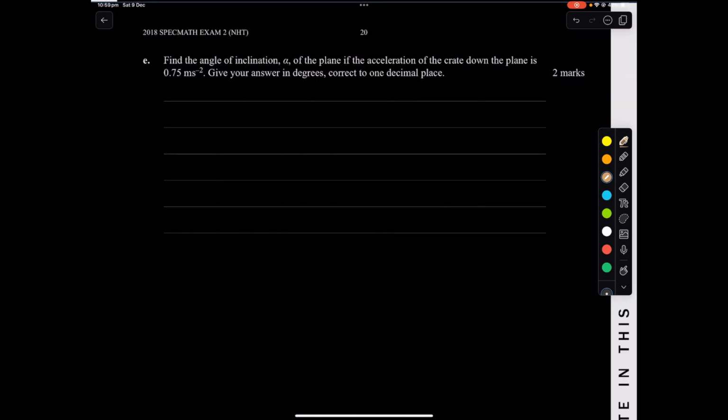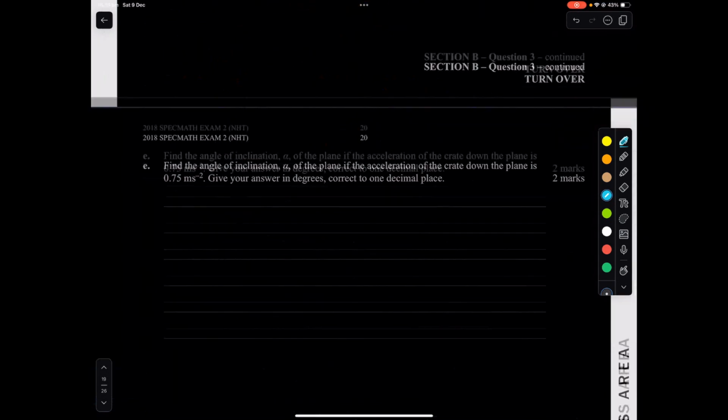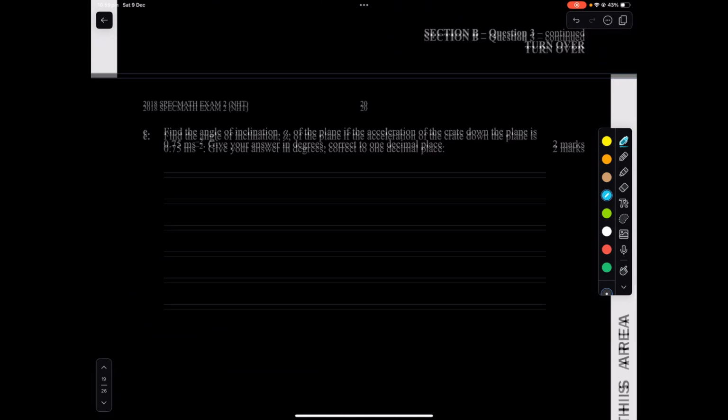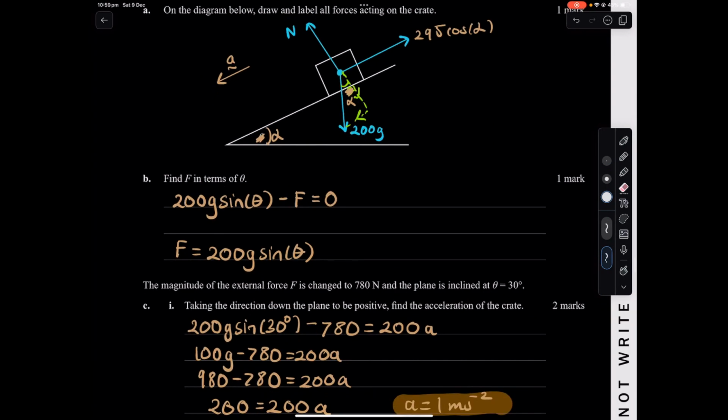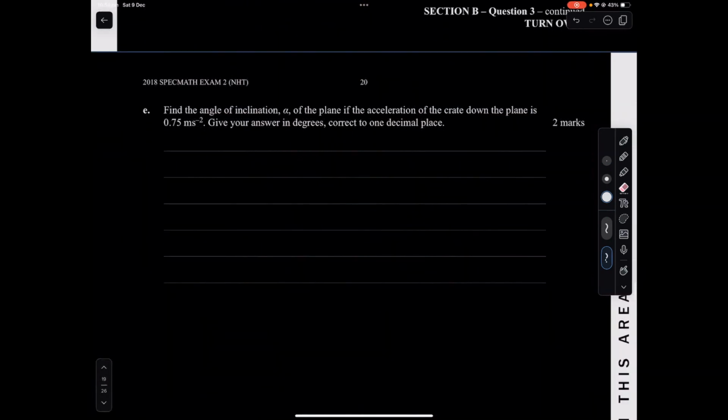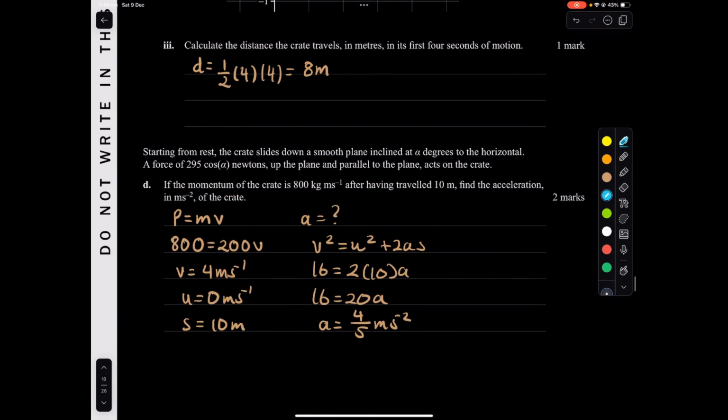Find the angle of inclination alpha of the plane if the acceleration of the crate down the plane is 0.75 meters per second squared. Give your answer in degrees, to 1 decimal place. Everything's still the same. If it's accelerating down, it's going to be again 200g sine alpha. So let's write it down: 200g sine alpha minus the force 295 cos alpha.